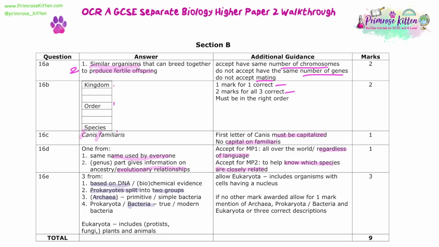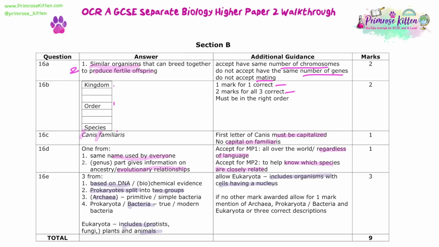And then realistically, you need the description for archaea and bacteria, what they are. So primitive or simple bacteria versus the true or modern bacteria. And then obviously you've got the rest of the eukaryotes. So eukaryotes is the 3rd domain, and it includes protists, fungi, plants, and animals. If you said that eukaryotes includes organisms with cells that have a nucleus, then you can have that mark instead of going through what's in each of the eukaryotes.